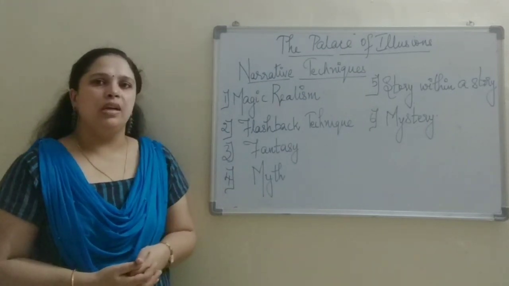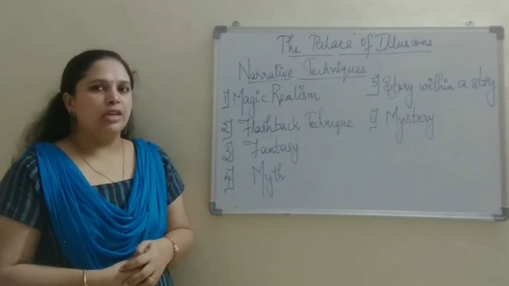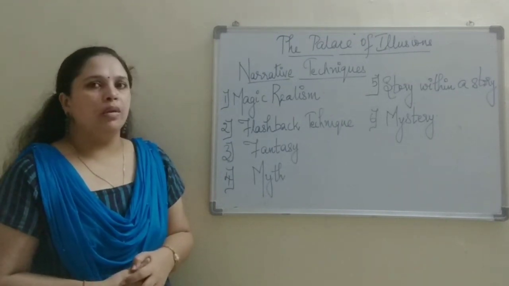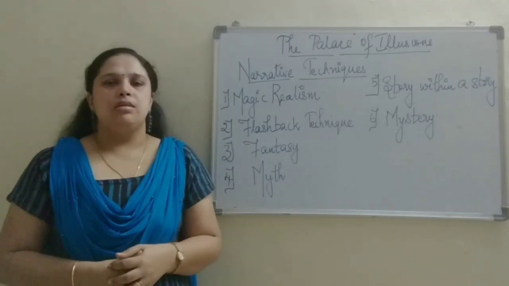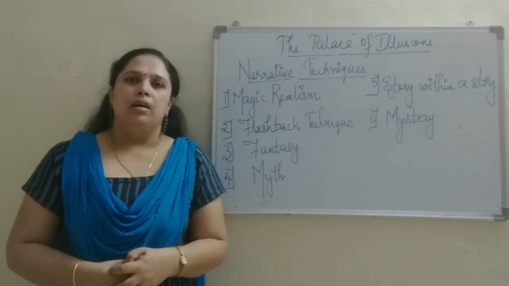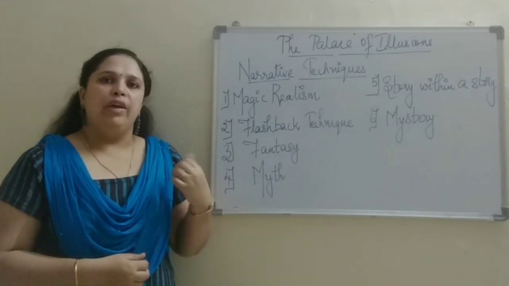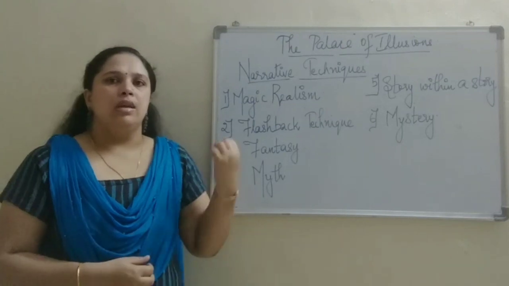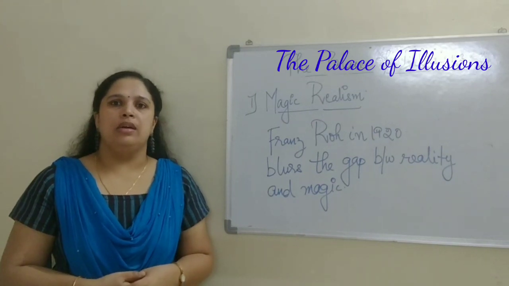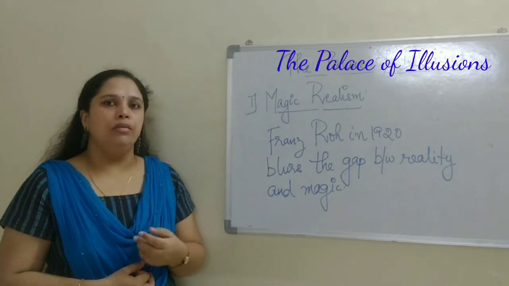A few techniques which she has used in her novel are: first, magic realism; second, flashback technique; third, fantasy; fourth, myth; fifth, story within a story; and sixth, mystery. All these techniques Chitra Banerjee Divakaruni has used in her novel The Palace of Illusions, and I will be explaining each and every technique and in which instances these techniques are working in the novel. Now coming to the first narrative strategy, that is magic realism, that Chitra Banerjee Divakaruni has used in her work The Palace of Illusions.